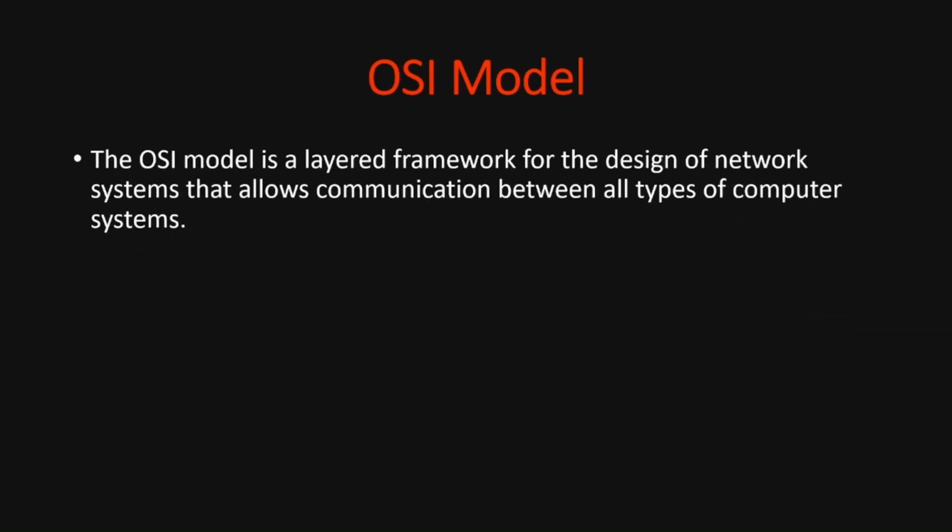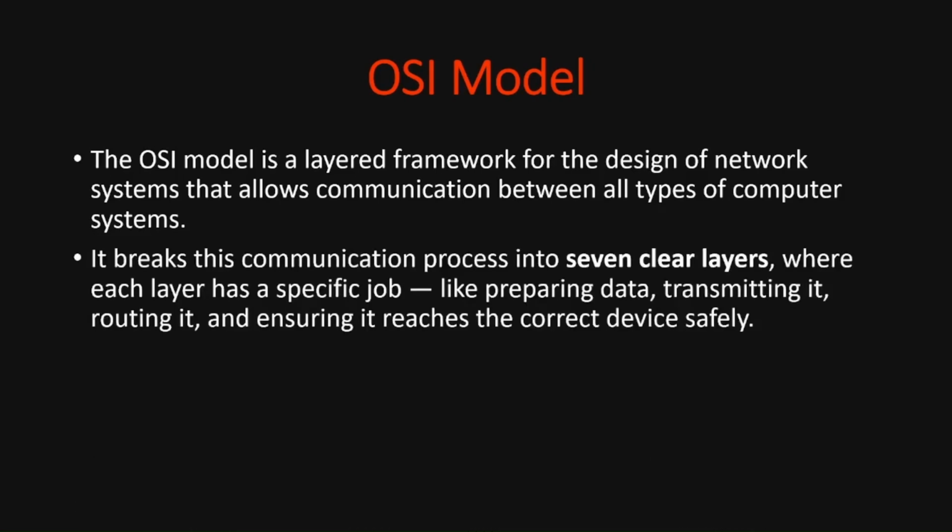The OSI model is a layered framework for the design of network systems that allow communication between all types of computer systems. Think of it like a perfectly organized 7 floor building where each floor has one specific responsibility. As your message travels, it moves floor by floor. It breaks the communication process into 7 clear layers, and each layer has a specific job. One layer prepares your data, another makes sure it is transmitted, another decides the best route, and finally, other layers ensure it reaches the correct device safely and without errors.